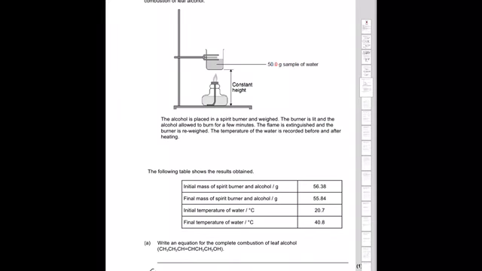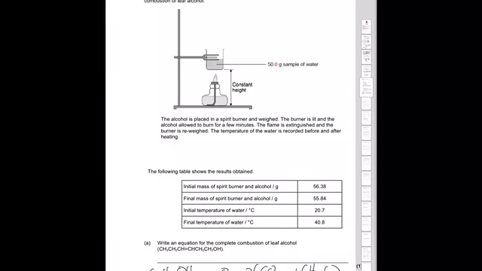Right, so this looks like a calorimetry question. Q equals MC delta T. It's always worth putting that down. You're going to have to work out the difference in the amount of fuel used and the difference in the temperature change.